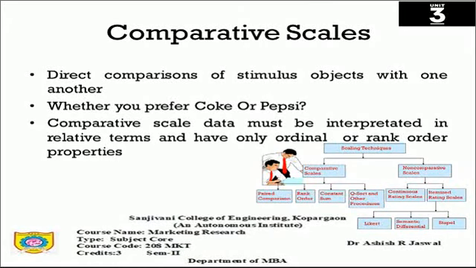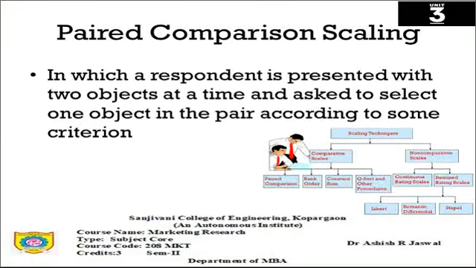Further, let us try to understand the different types of comparative scales one by one. The first we'll try to understand is paired comparison scaling. It is one in which a respondent is presented with two objects at a time and asked to select one object in the pair according to some criteria. So we are trying to have a paired comparison here, hence the name.